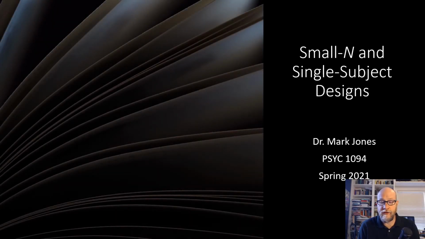This lecture will be covering small n and single subject designs that are described in your book in chapter 12. So the chapter begins with an example of a single subject design, a study where we're looking at only one individual participant. Bisconer and colleagues in 2006 published a paper regarding this single subject treatment intervention and study.